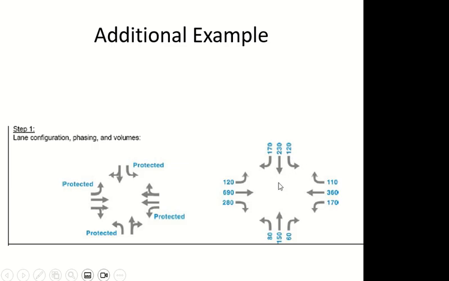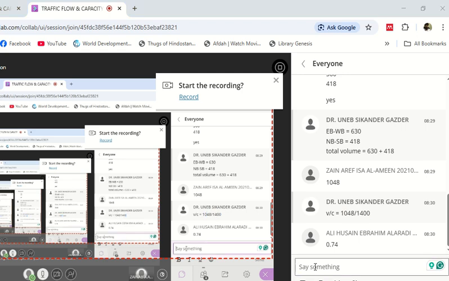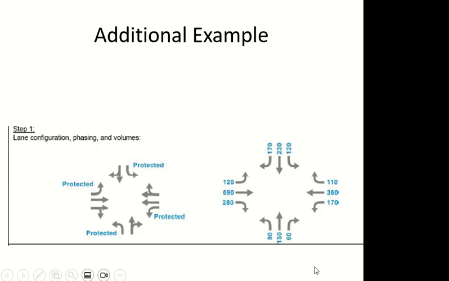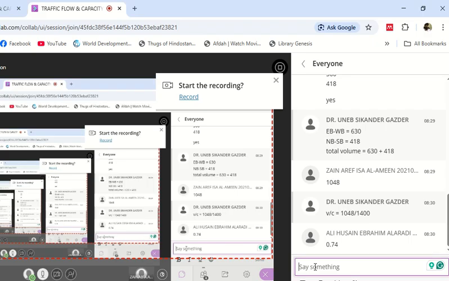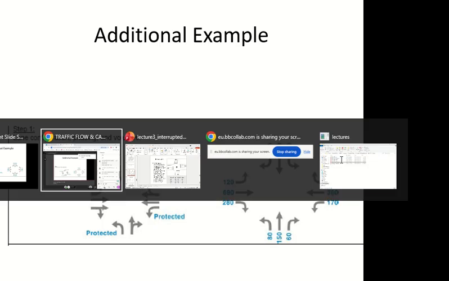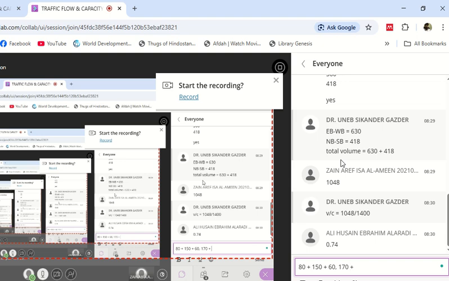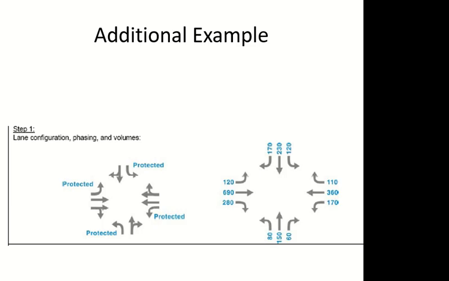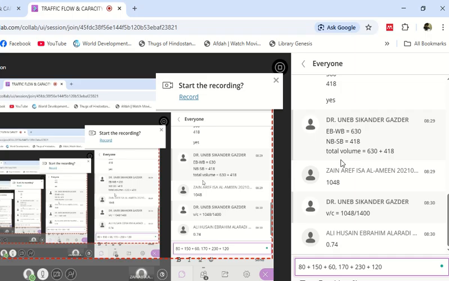Okay, so if I'm doing, for example, the pairs for the north south, it will be like this. One pair will be 80 plus 150 plus 60. Okay, and the other pair will be 170 plus 230 plus 120. Okay, this will be for the north south, and you will pick the maximum one from here.